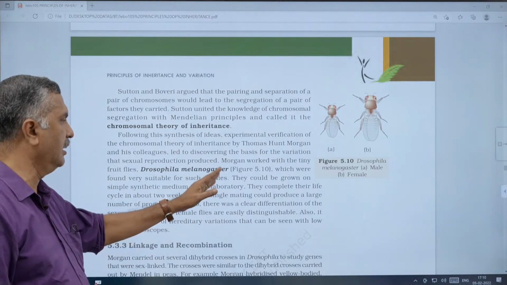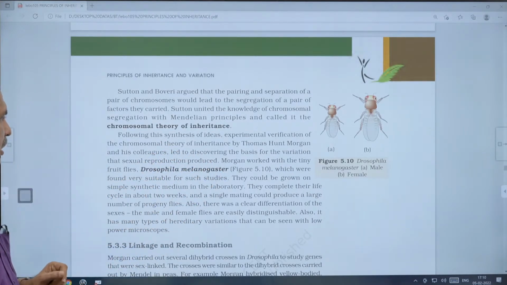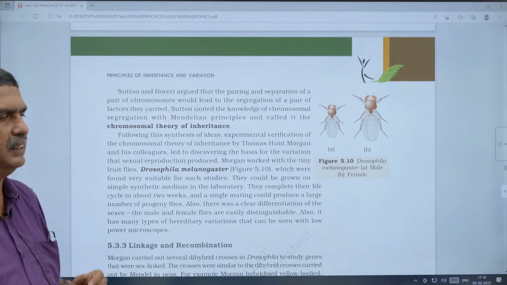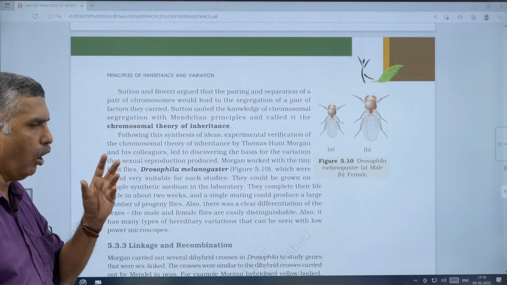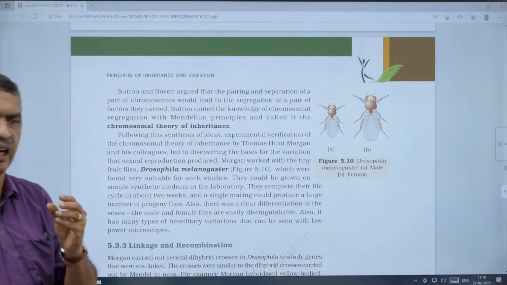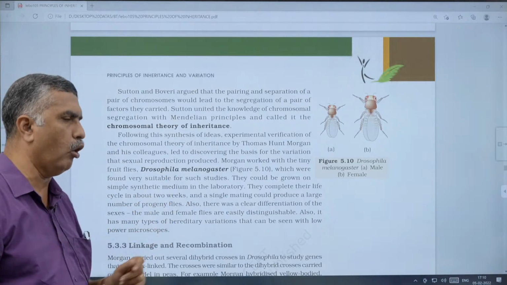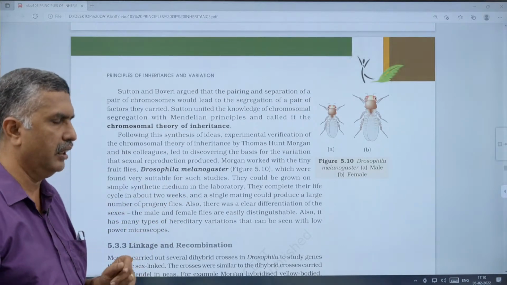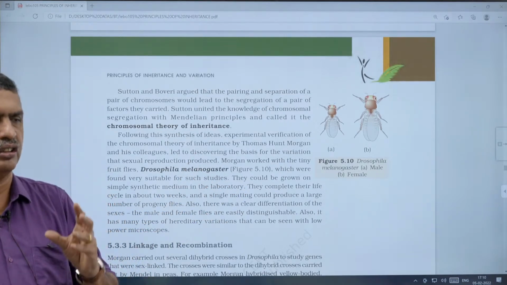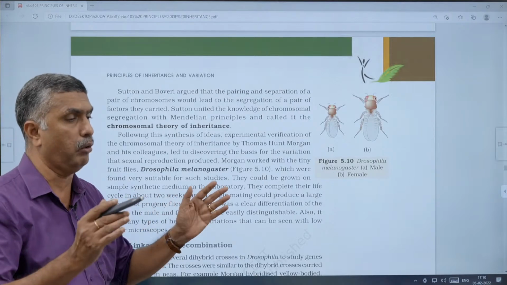And what are the advantages of Drosophila melanogaster, or fruit flies? They could be grown on simple synthetic medium in the laboratory, and they complete their life cycle in about 2 weeks, and a single mating or single cross will produce a large number of progeny.